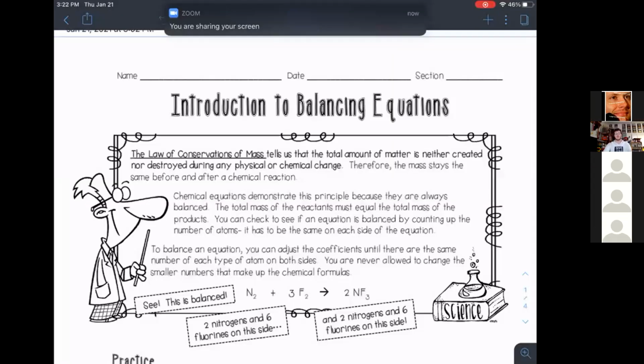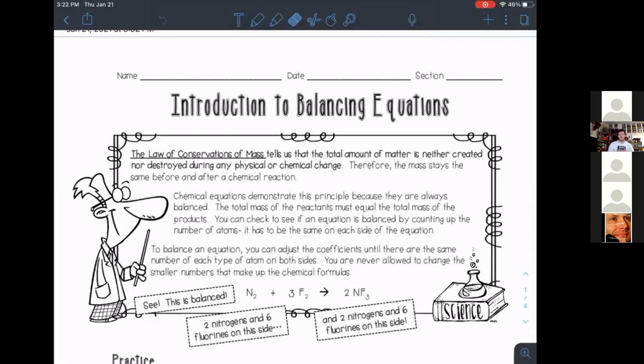So we're gonna have to think back to that law of conservation of mass. I know you guys, we did that Edpuzzle on it way back at the beginning of the semester. I think it was on day 2 of the semester. So we're gonna think back to that law of conservation of mass and the fact that it tells us the amount of matter or mass is neither created nor destroyed during any physical or chemical change.